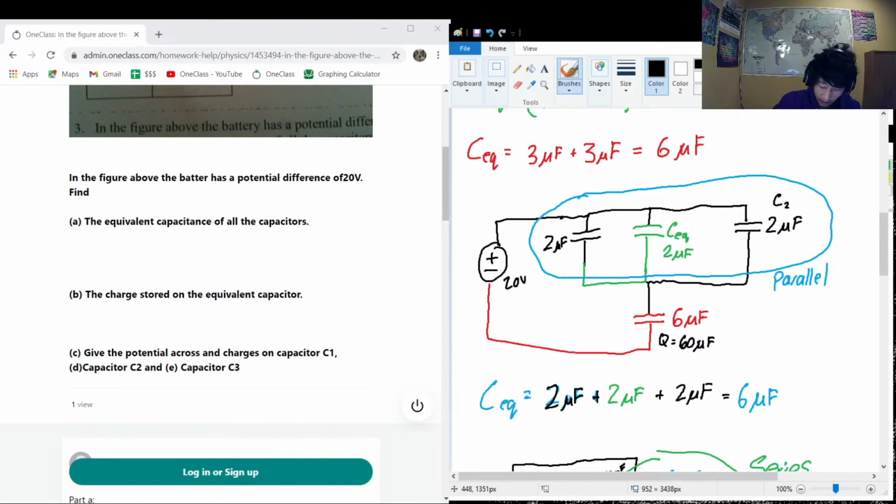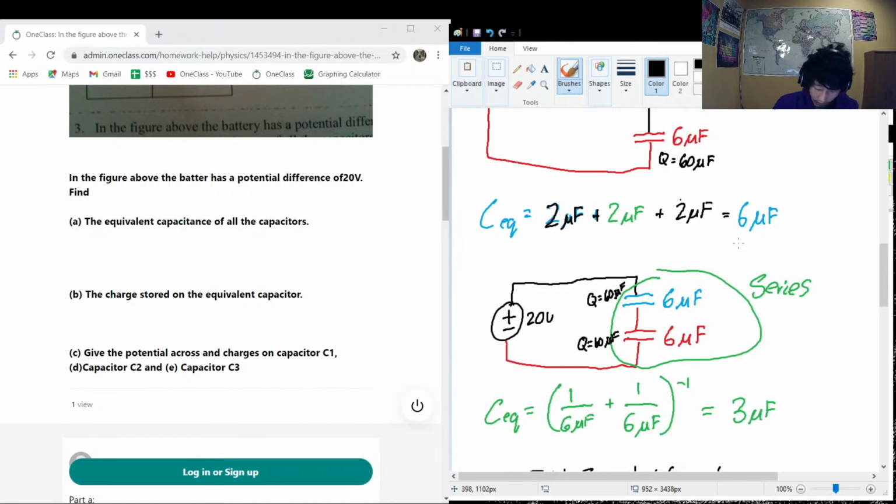microcoulombs, and we know on the top, all of them together are going to have 60 microcoulombs, but individually they're not. Okay, so first we need to find the voltage before we can find these. So for here, we know that Q equals CV, which means that Q over C is equal to V. So we want to know the voltage across the blue.